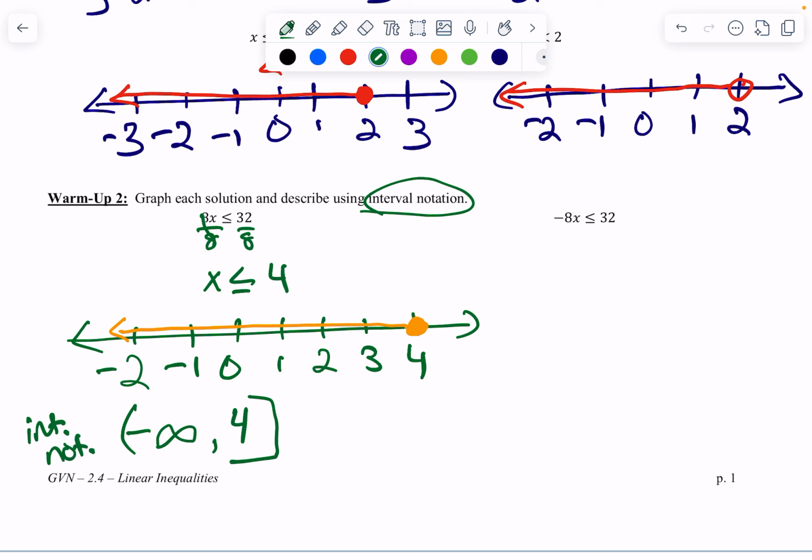And again, negative infinity has a parentheses because it's not a set number where it stops, and 4 has the bracket because 4 is included. If 4 was not included, it would be a parentheses.